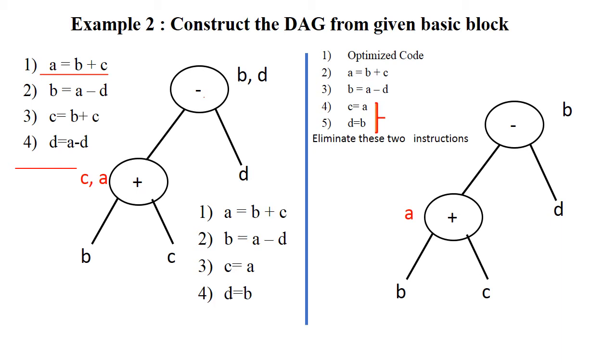C is equal to B plus C. So B plus C data is already calculated and stored at this node. So no need to add the new node. Here we have to just write down C. And D is equal to A minus D. So A is here, this one. Now this particular part A minus D is already shown with the help of the B. So D is just added.